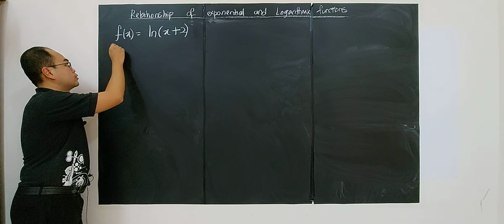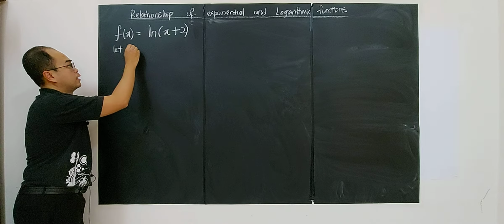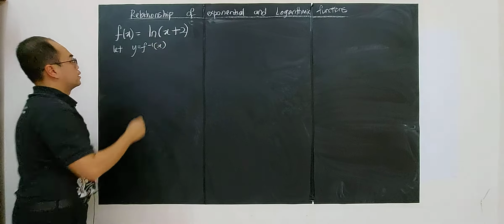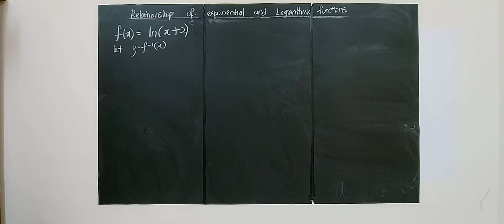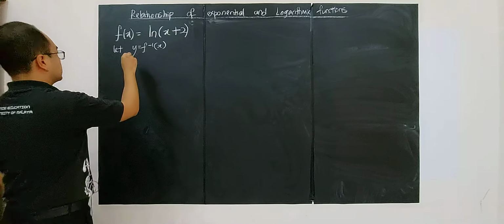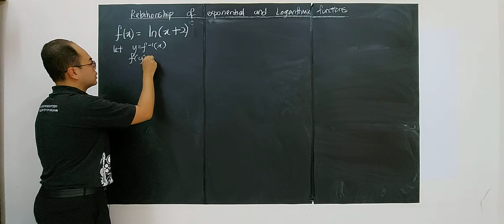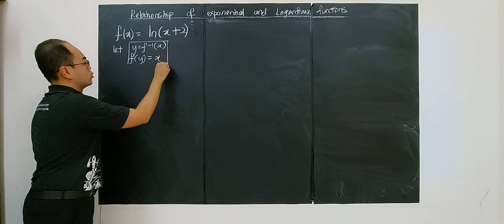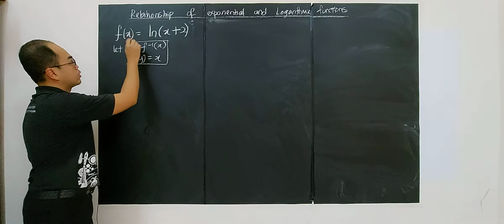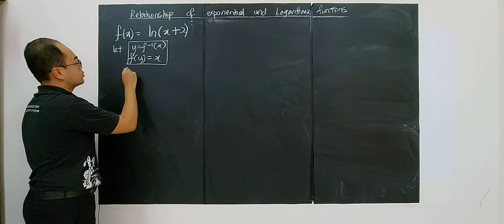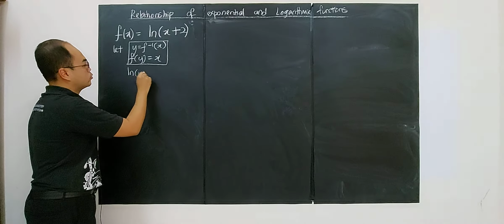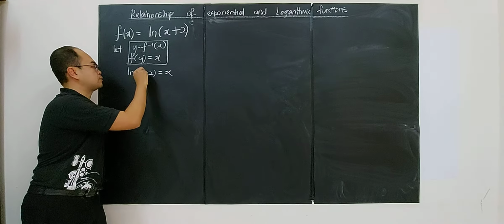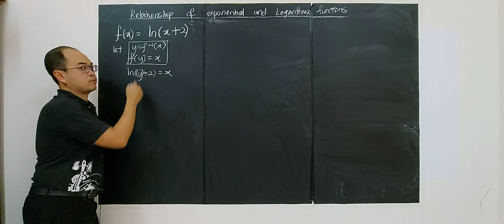As you know, to find the inverse, you let y equal the inverse of x, and you write that f(y) will be equal to x. This is the method that I apply here. Then you substitute y into f, because f(x) is given as this one. Substituting it in, we get ln(y + 2) = x. You change the subject so that you can get the f inverse here.